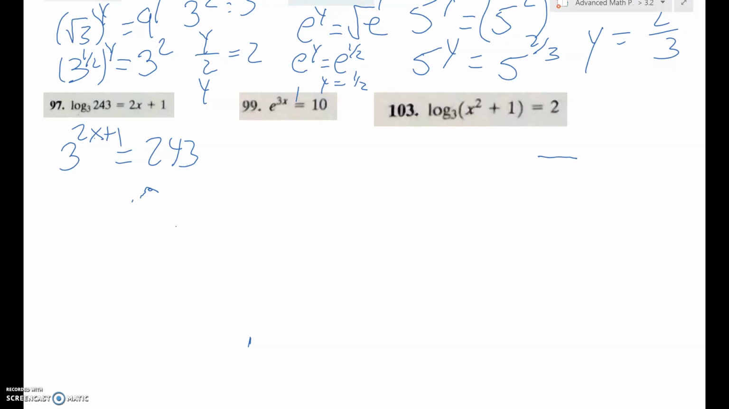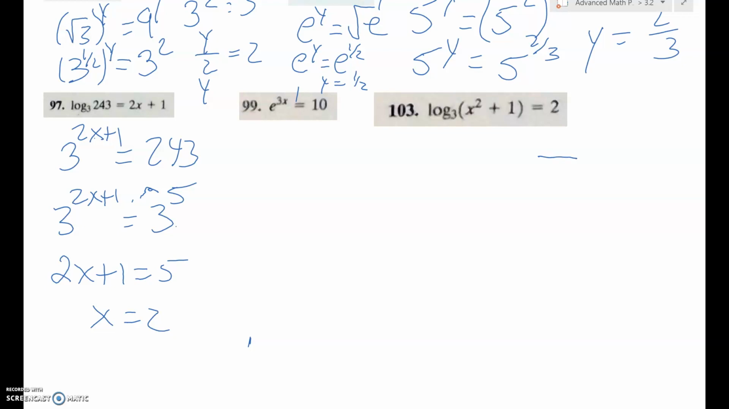Now, to do this, along the same lines as the previous problems, they both have to have the same base. So this would be 3 to the 2x plus 1 equals 3 to the 5th. 243 is 3 to the 5th. You have to think about that. 3 squared is 9, 3 to the 3rd is 27, 3 to the 4th is 81, so 3 to the 5th is 243. So then what we can do is just set the exponents equal to each other and then solve that equation, and we get x is 2. I don't think I have to go through all those steps.